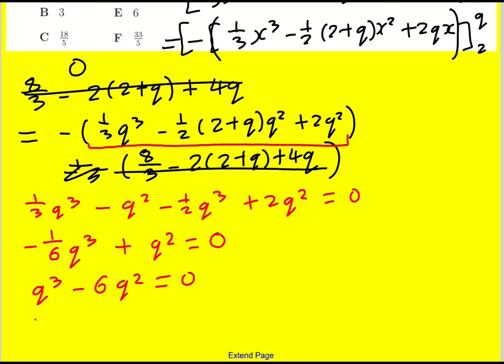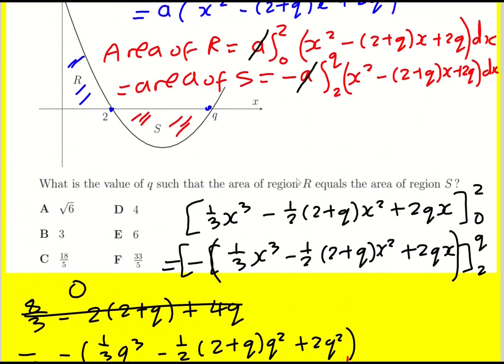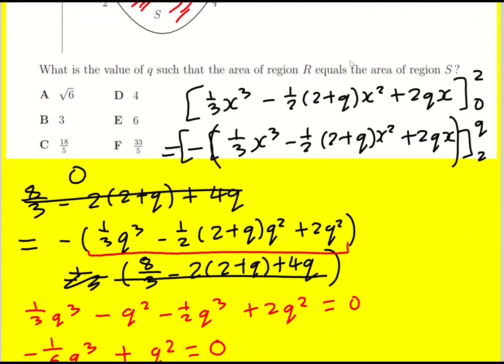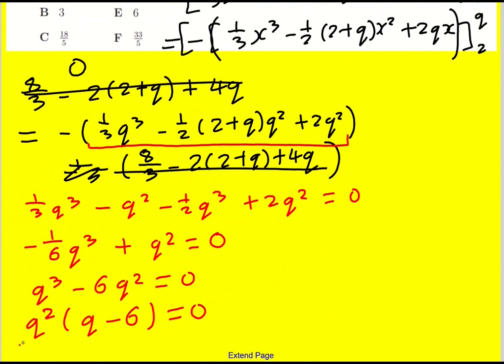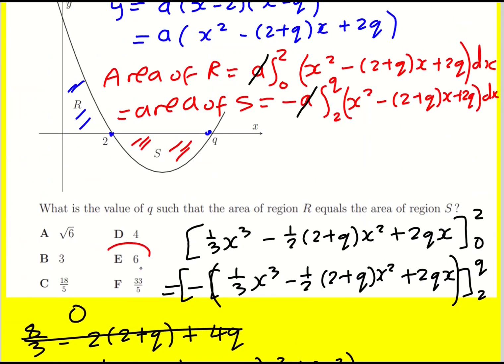And suddenly this is coming together. I can factorize out a q squared, and I'll be left with q minus 6 equals 0. Now, we were told that q was greater than 2, I believe, at the very beginning, so it can't equal 0. I can therefore divide through by that, and it follows that q is 6. It looked like it was getting pretty complicated and it all came together. So the answer is E.